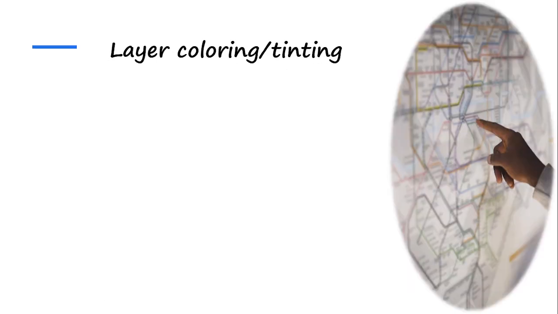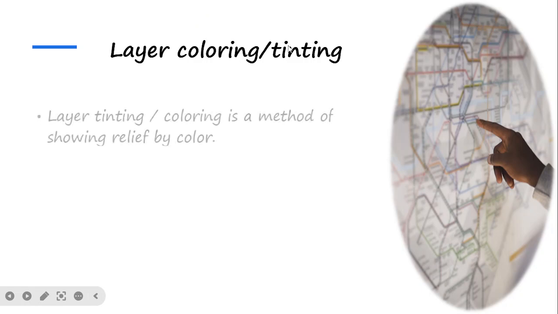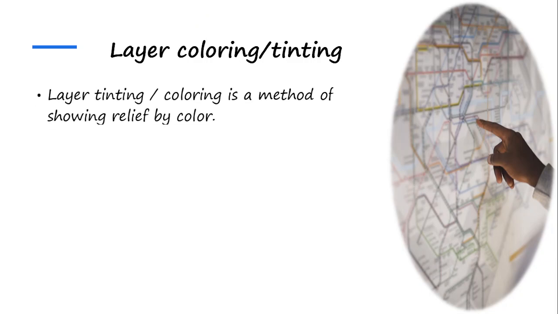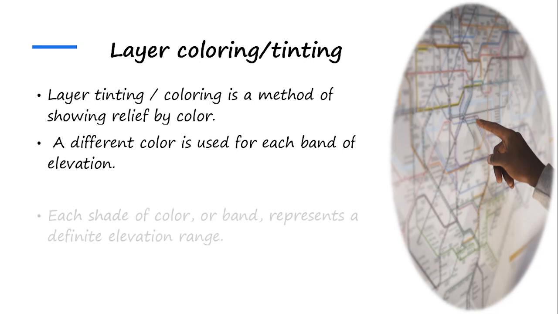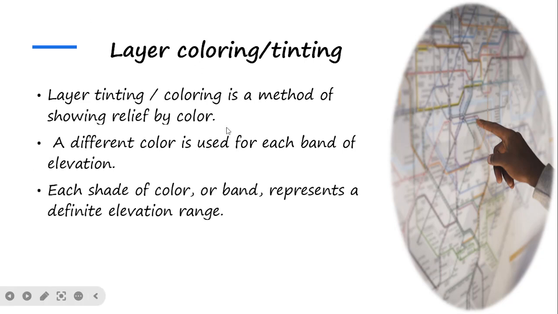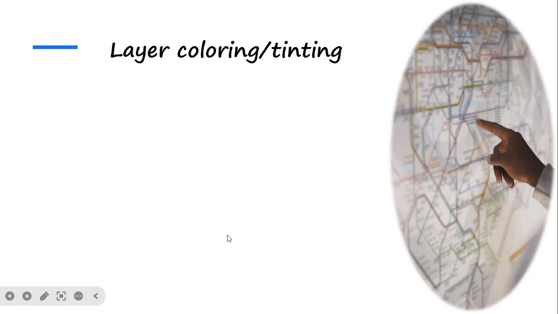Moving on, layer coloring or tinting. This is a method of showing relief by color. So you can show the relief features by using color. A different color is used for each band of elevation, and you can simply understand them there. Each shade of color or band represents a definite elevation range. So that's layer coloring or tinting.